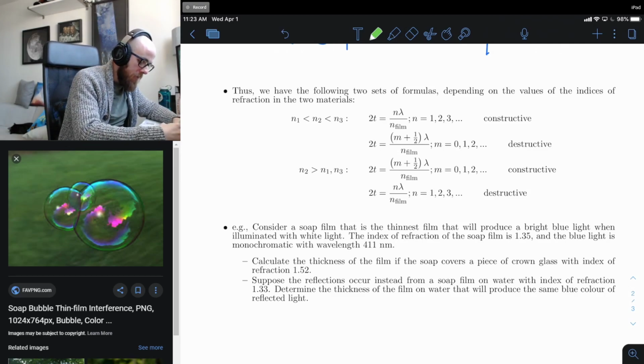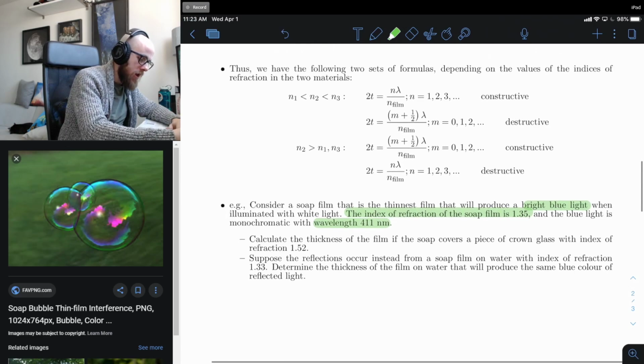Consider a soap film that is the thinnest film that will produce a bright blue light when illuminated with white light. The index of refraction of the soap film is 1.35, and the blue light is monochromatic, again meaning single wavelength, that has a wavelength of 411 nanometers.